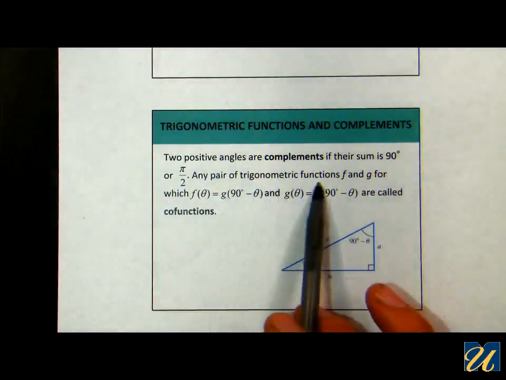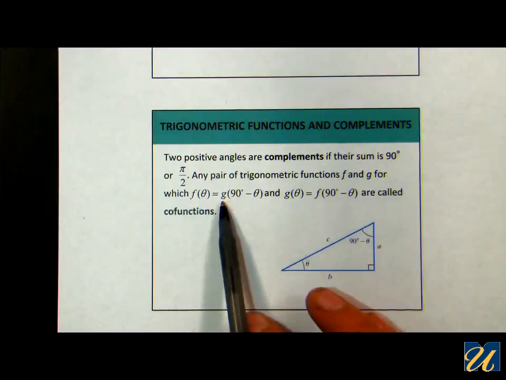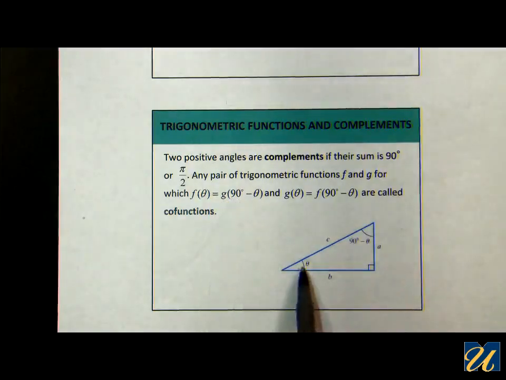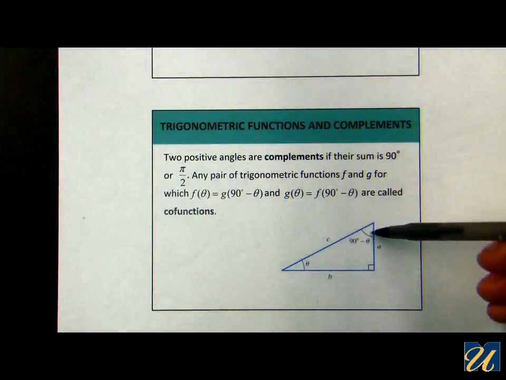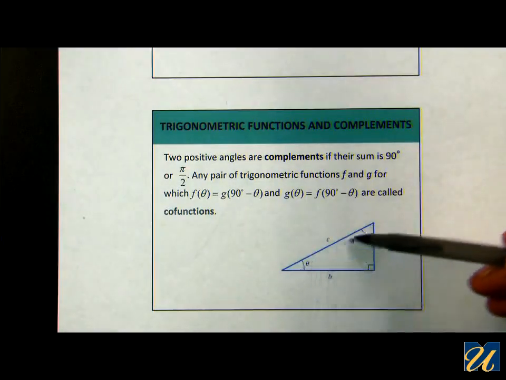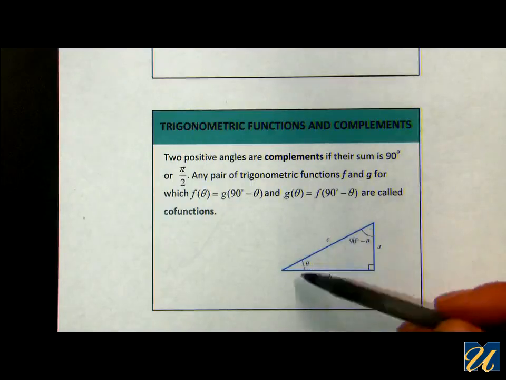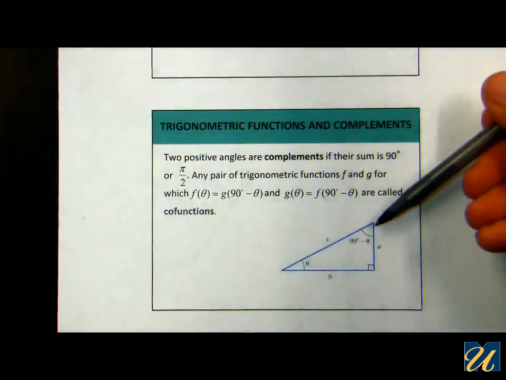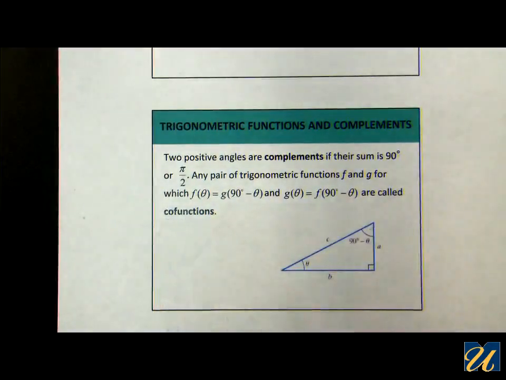Any pair of trigonometric functions for which the trig function at the angle is the same as the trig function at its complement. In other words, based on the picture, if this is angle theta, then this is 90 minus theta. So these are complementary angles because these two add to 90. 90 minus theta plus theta is 90. So a trig function from here and a trig function from here, if they're co-functions, then they will have the same value.